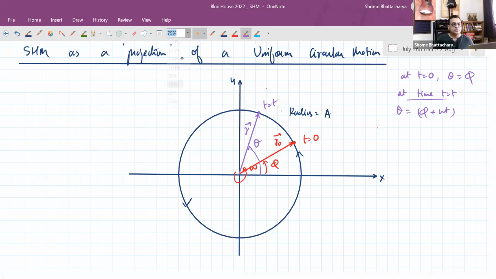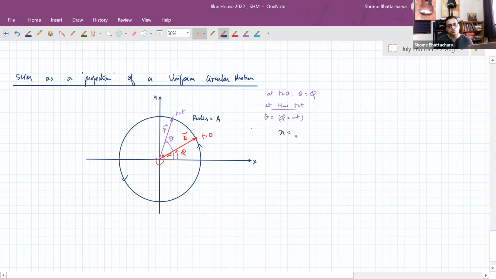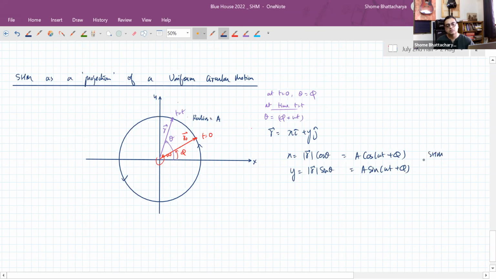So when we write the position vector in component form, you can see the x and y components are themselves SHMs. We write the position vector as x i cap plus y j cap. You can see x is equal to magnitude of r cos theta, so that is A cos(omega t plus phi). And similarly, y is magnitude of r sin theta, so that is A sin(omega t plus phi). So these are both SHMs, with frequency equal to omega by 2 pi and time period equal to 2 pi by omega, and all these things.